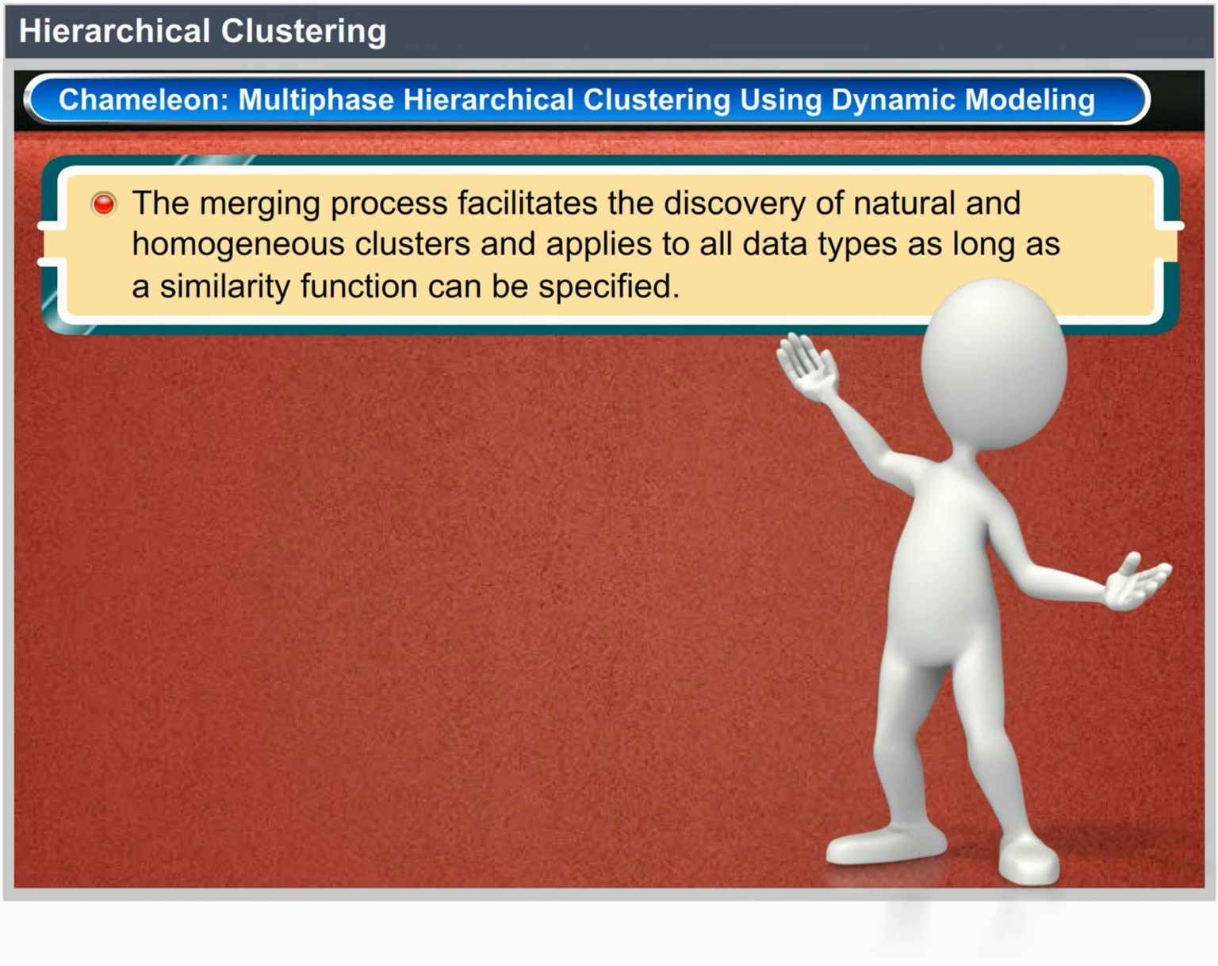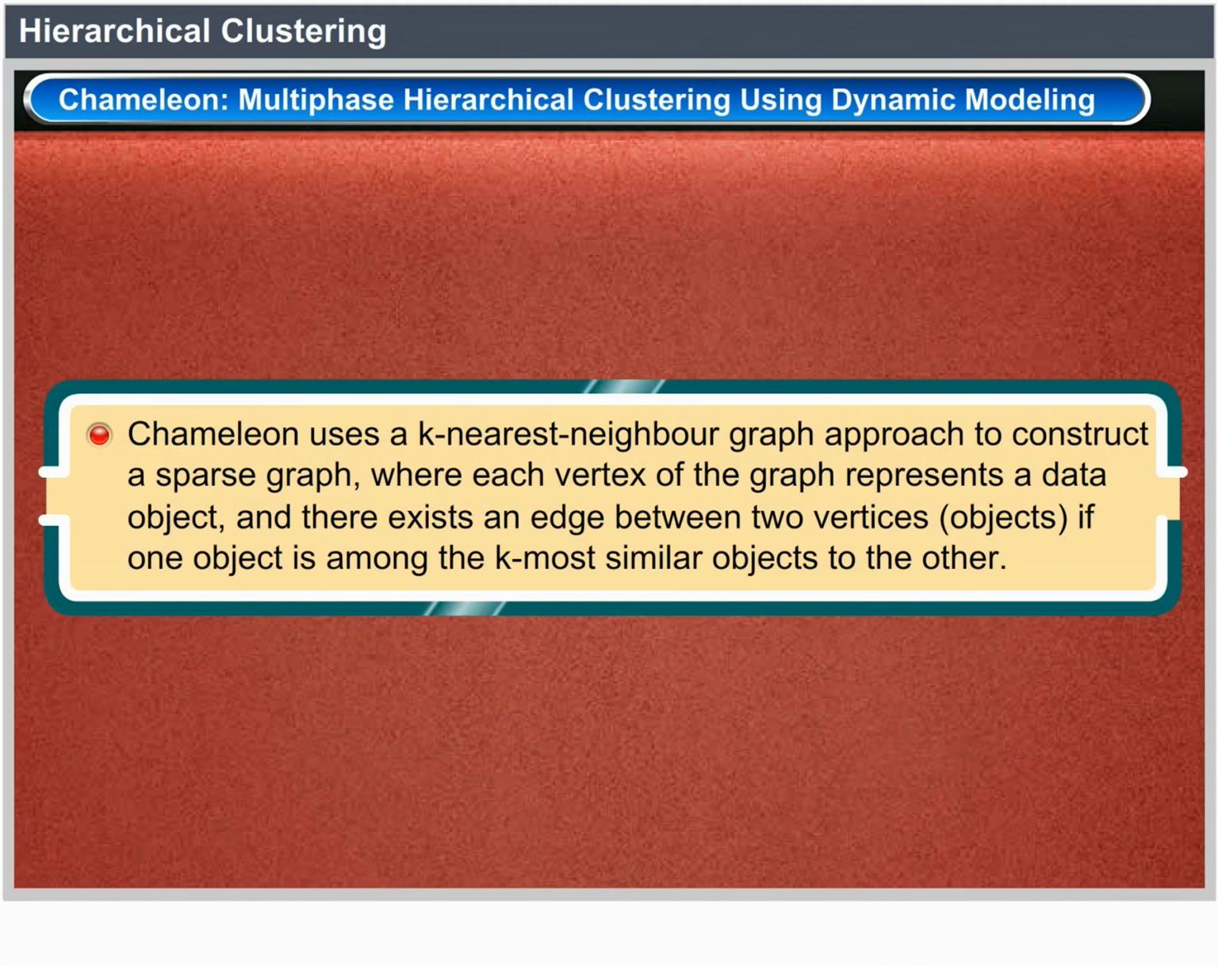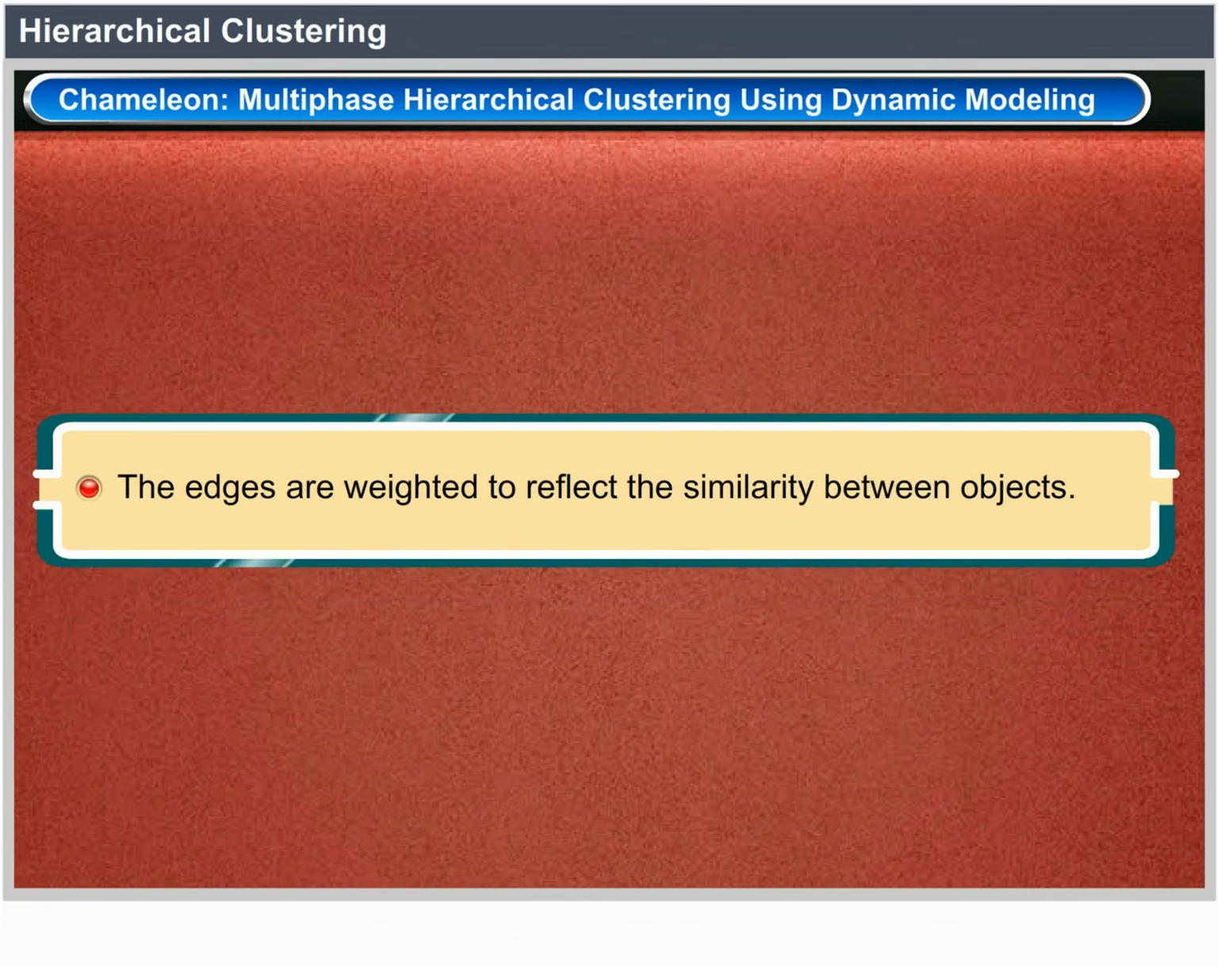Chameleon uses a k-nearest neighbor graph approach to construct a sparse graph, where each vertex of the graph represents a data object and there exists an edge between two vertices or objects if one object is among the k most similar objects to the other. The edges are weighted to reflect the similarity between objects.